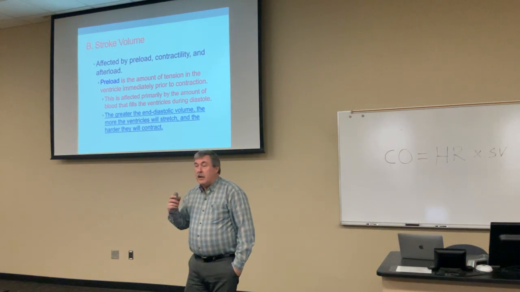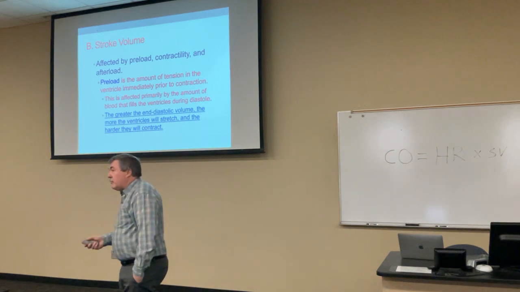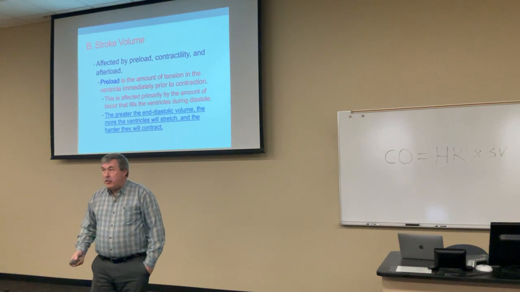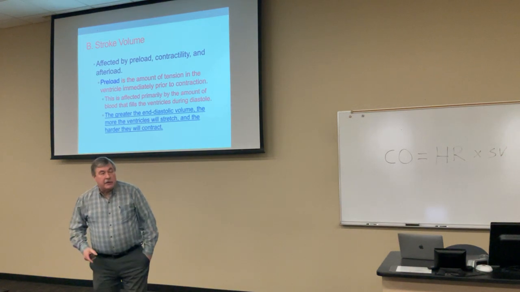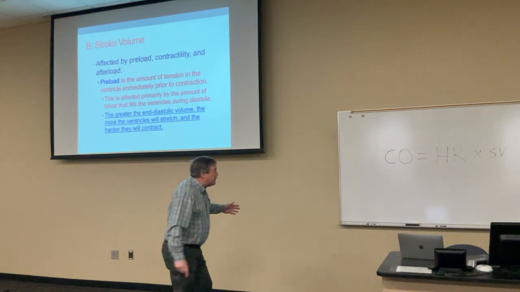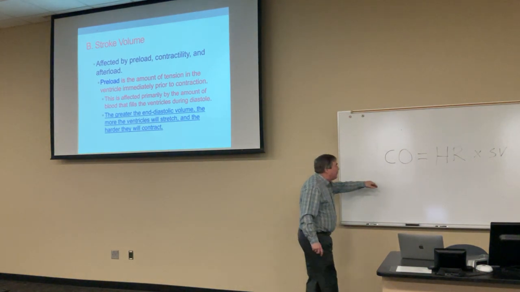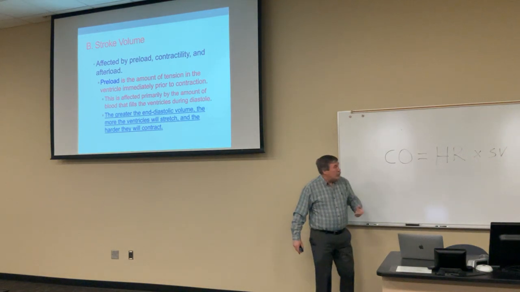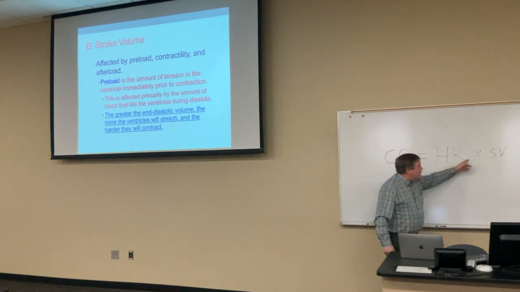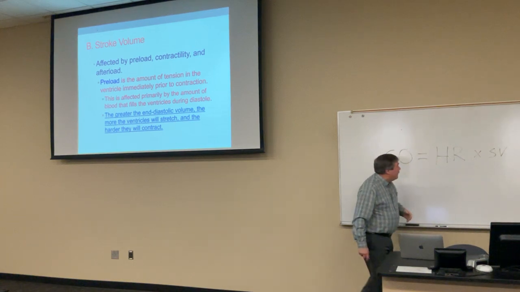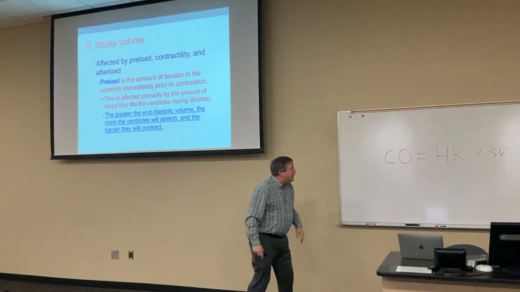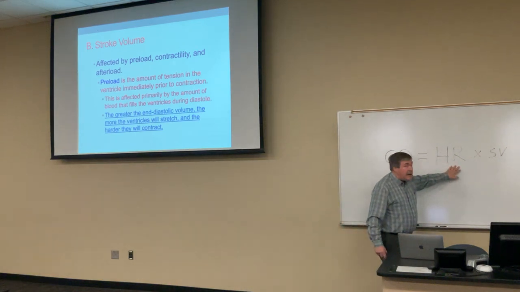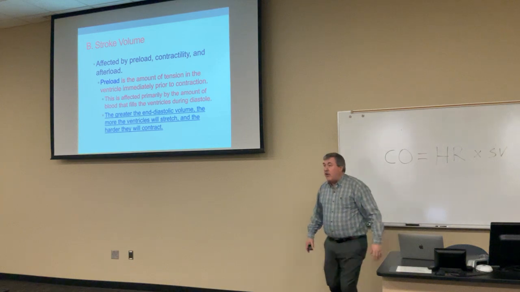So, on Friday we were going over some of the factors that affected cardiac output, okay? And remember, this is an important relationship right here. Cardiac output is proportional to the heart rate times the stroke volume, okay? Well, actually it is equal. So there's two factors that can affect cardiac output. There's heart rate and there's also stroke volume.